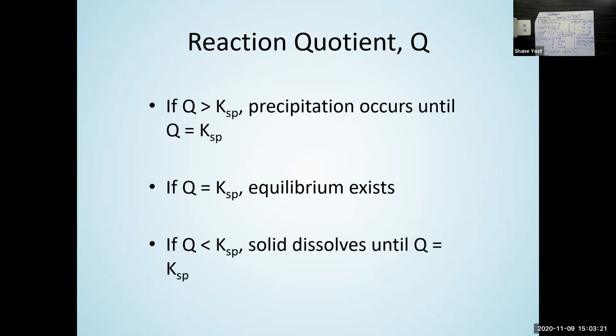So Q less than K is unsaturated. Q equal to K is a saturated solution. Q greater than K, I guess you could think of it as a supersaturated solution, where you're going to crash out a bunch of solid, get a bunch of solid to form till you get to a saturated solution. Okay.